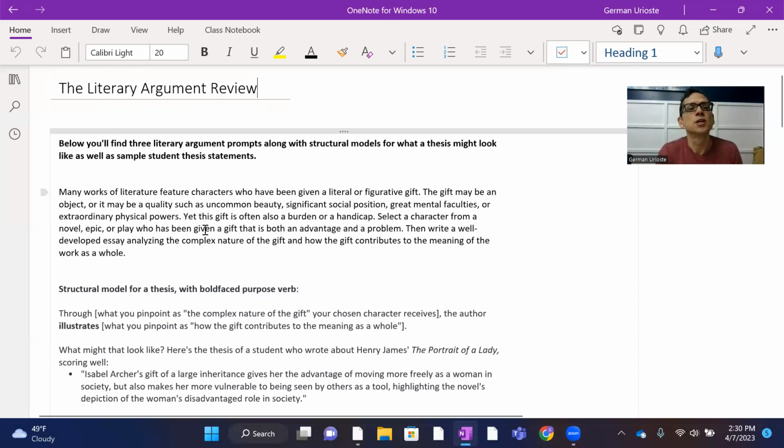The prompt continues: yet this gift is often also a burden or a handicap. Select a character from a novel, epic, or play who has been given a gift that is both an advantage and a problem. Then write a well-developed essay analyzing the complex nature of the gift and how the gift contributes to the meaning of the work as a whole.